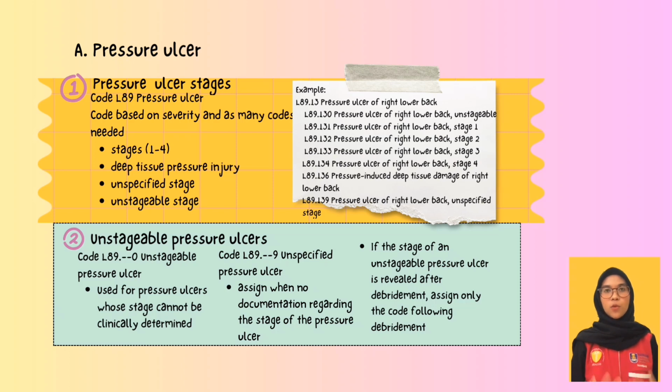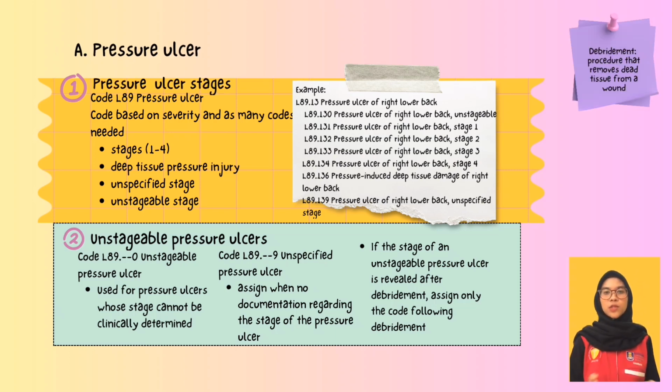If the patient has more than one site, such as elbow, lower back, hip, buttocks, then we have to code each one of them with a priority on the severity. And remember to also look at the instructions in the tabular list. For example, code L89.13 pressure ulcer of right lower back, where it will classify into stage 1 to 4, pressure-induced deep tissue damage, unstageable and unspecified stages.